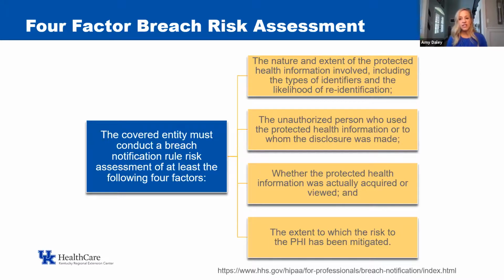So you're looking at the nature and extent of the information that was involved. You're looking at who the disclosure was actually made to, and whether that PHI was actually acquired or viewed. And then you need to look at the extent to which it has been mitigated. And then, of course, a part of this is documentation.